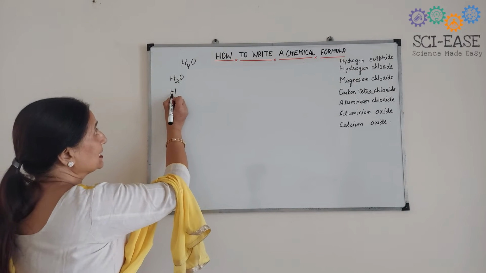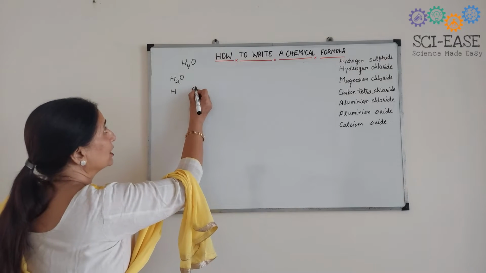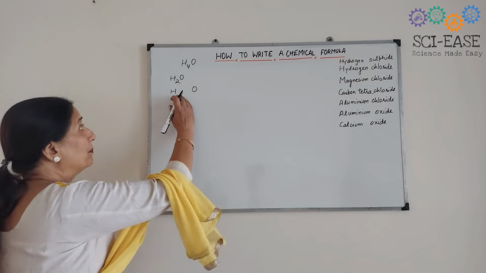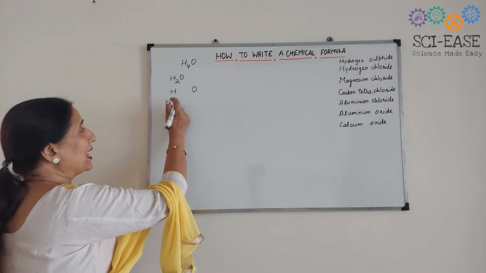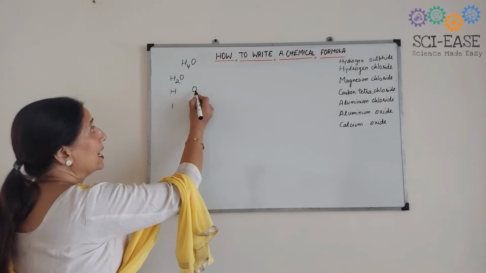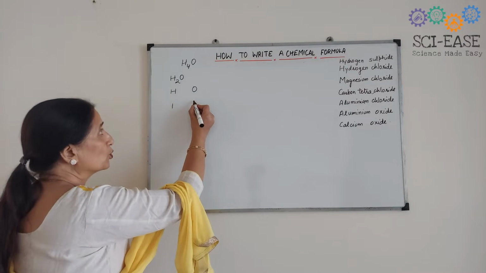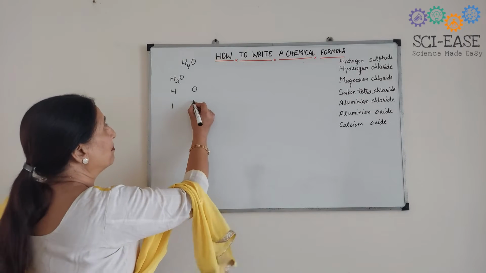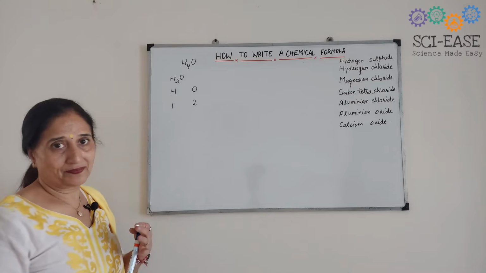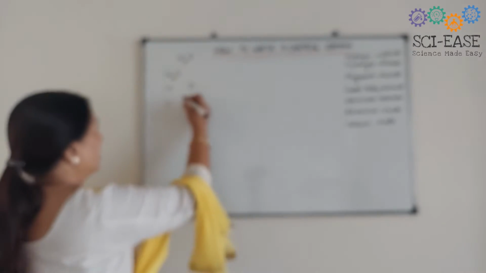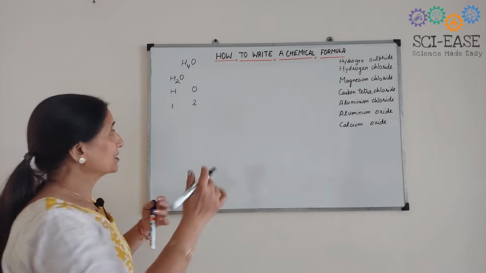You will write the symbols of hydrogen and oxygen, that is, the elements present in water. Below that, you will write the valency. The valency of hydrogen is 1 and oxygen is 2, minus 2. But we are here not to write minus or plus. We are just to write 2 here. It's an easy way. Otherwise, you will get confused.